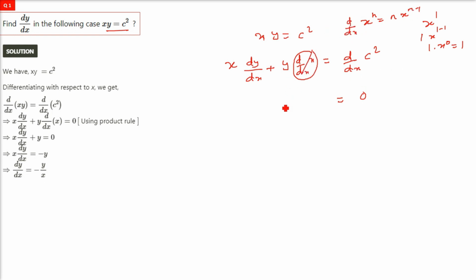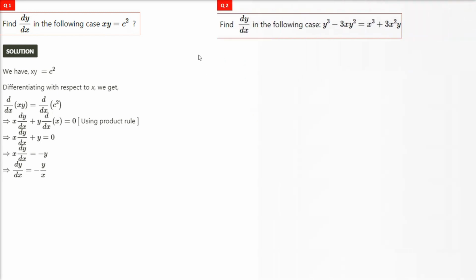This is 1. So we have x dy by dx plus y equals 0. Now we have to find out the dy by dx. So we have dy by dx, keep on the left hand side, and other things you have to keep on the right hand side. So y will go minus y on the right hand side, x you can divide both sides. So dy by dx is negative y by x.